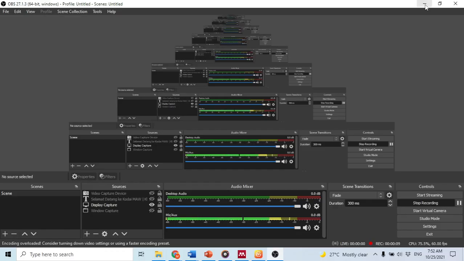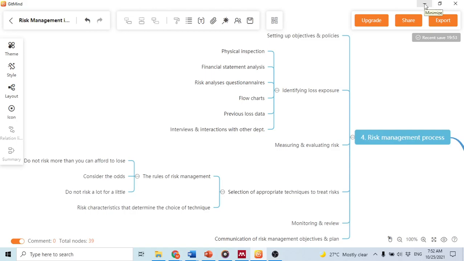Okay, in this video, we are going to discuss the risk management process. The risk management process typically involves six steps: first, setting up the objective and policy; second, identifying loss exposures; third, measuring and evaluating risk; fourth, selection of appropriate techniques to treat risk; fifth, monitoring and review; and lastly, communication of risk management objectives and plans.